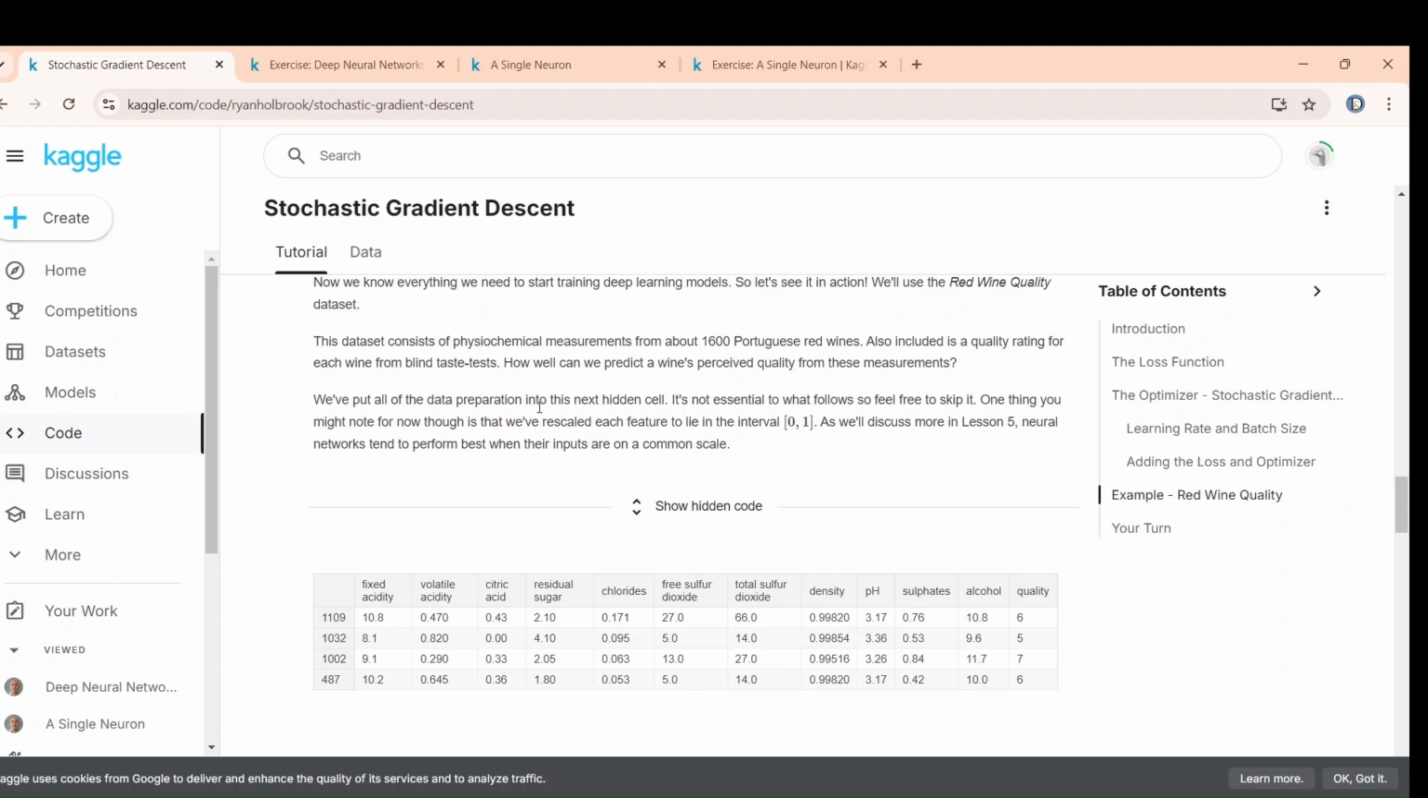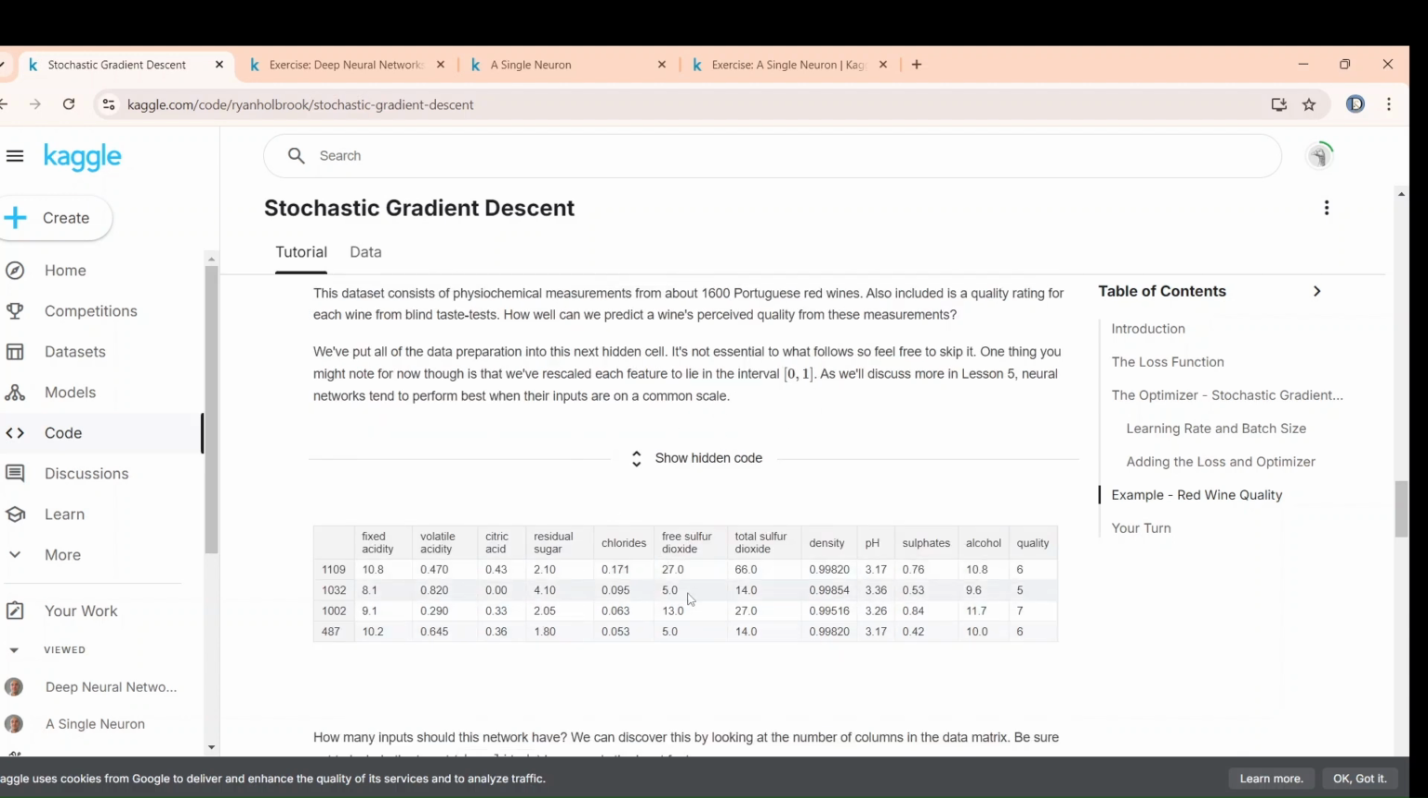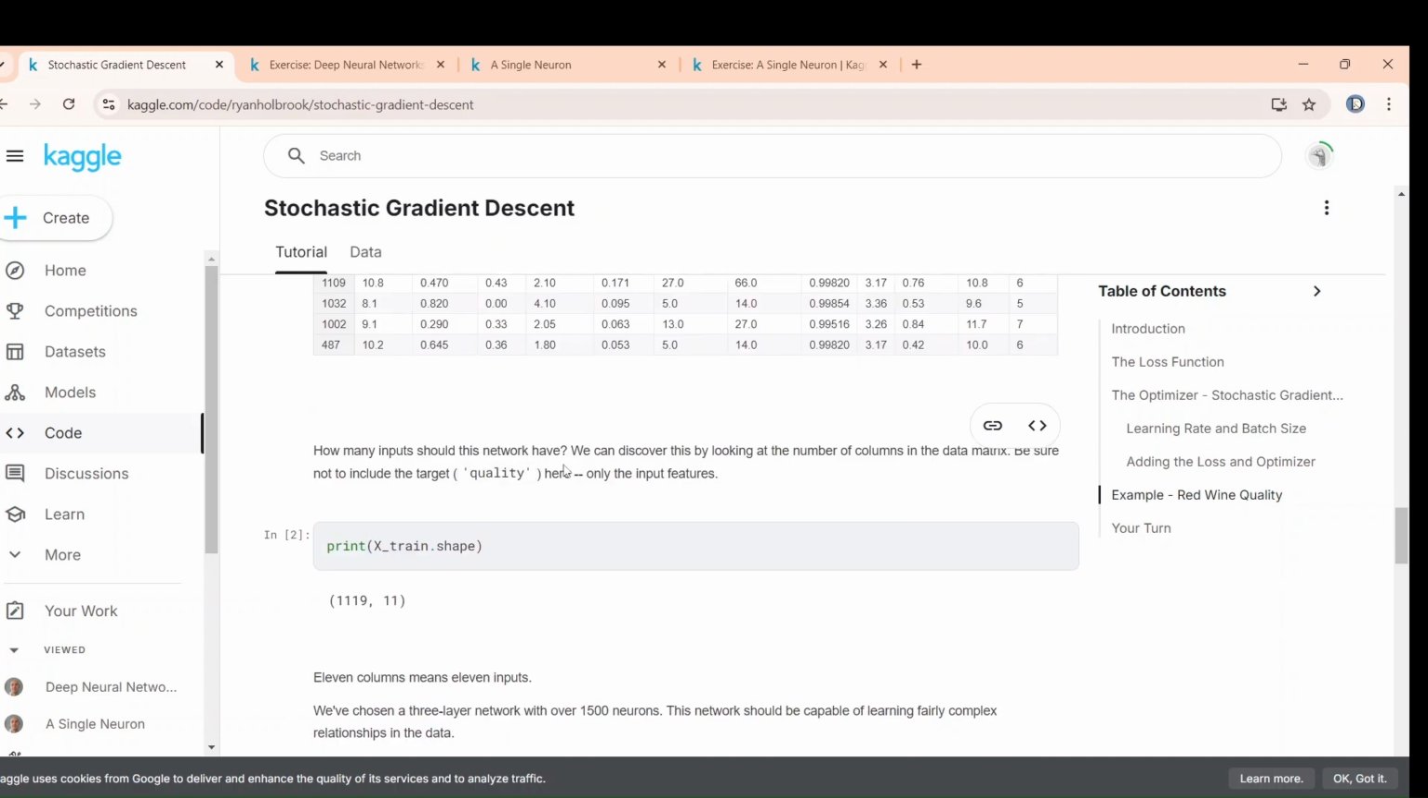We have put all of the data preparation into this next hidden cell. It's not essential to what follows, so feel free to skip it. One thing you might note for now though is that we have rescaled each value to the interval 0 to 1. Okay. Here they want to say that they have scaled the values. Some values are scaled here. How many inputs should this network have?